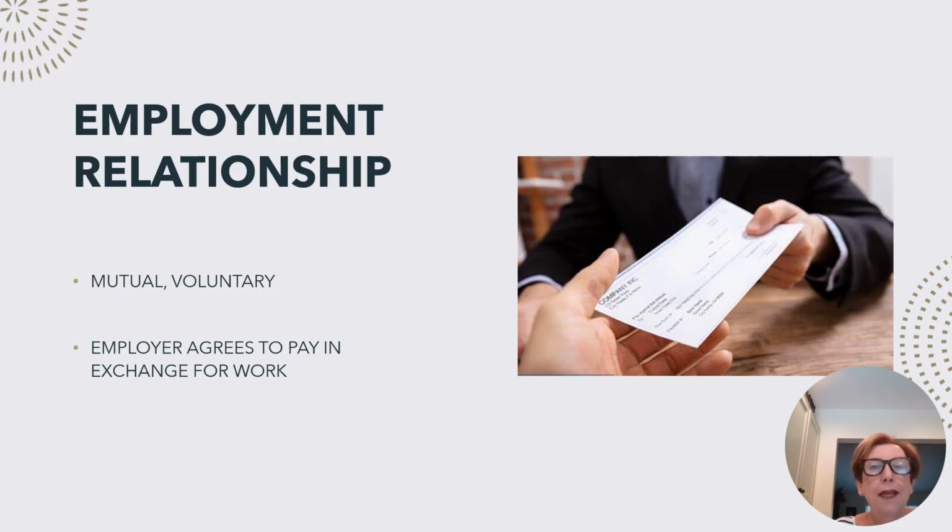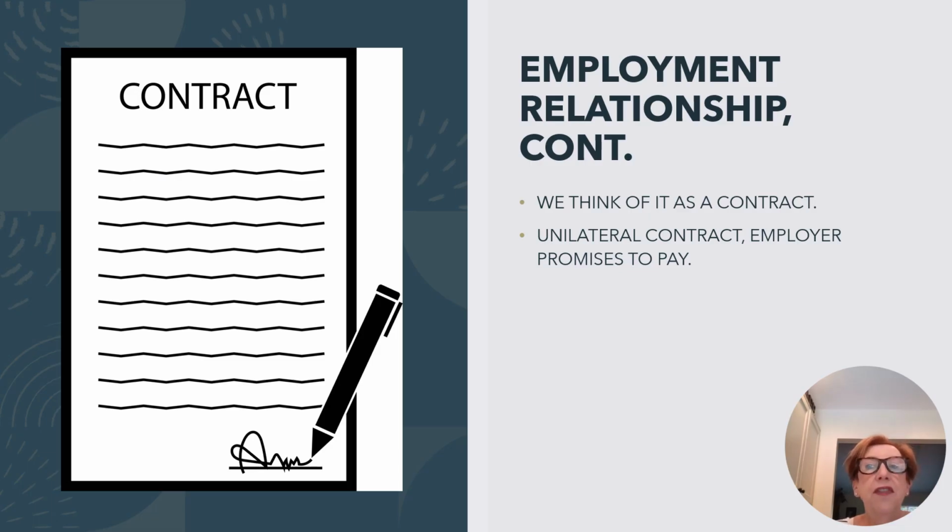Remember, the employment relationship is a mutual, voluntary arrangement between two parties. The employer agrees to pay the employee in exchange for the employee's work. Often we think of the employment relationship as a contract between employer and employee. However, it is looked upon actually as a unilateral contract where the employer promises to pay a certain amount per hour.